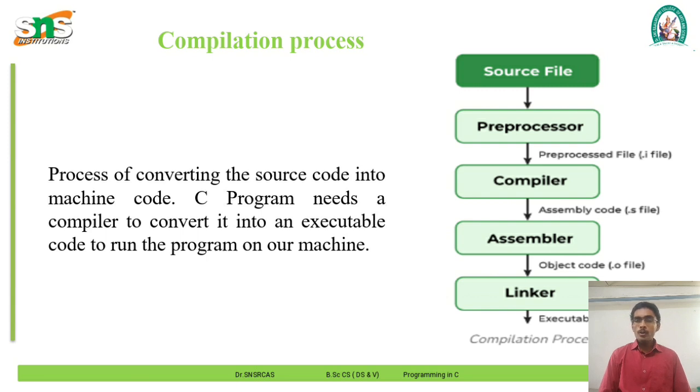The compilation is the process of converting the source code of the C program into machine code. As C is a mid-level language, it needs a compiler to convert it into executable code so that the program can be run on our computer machine.